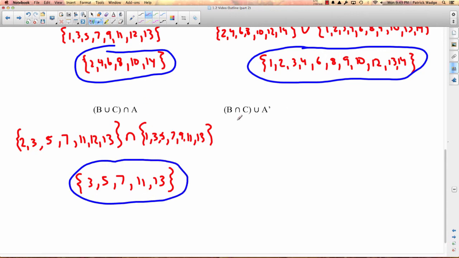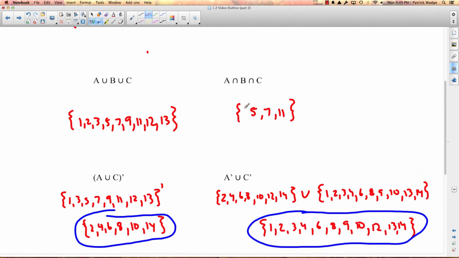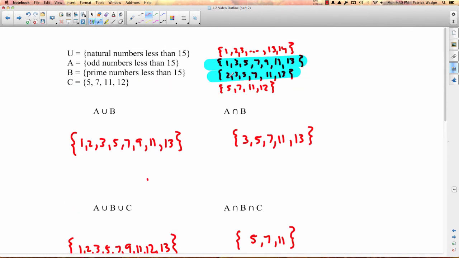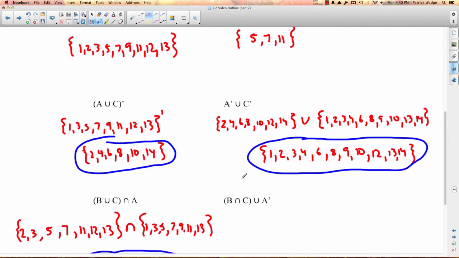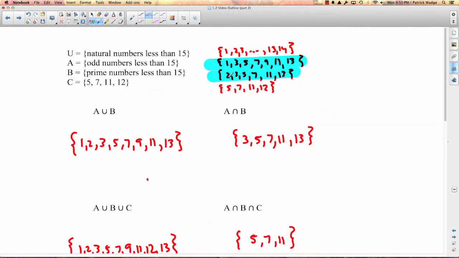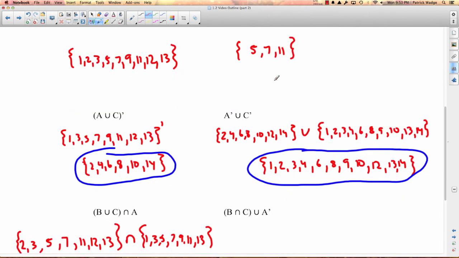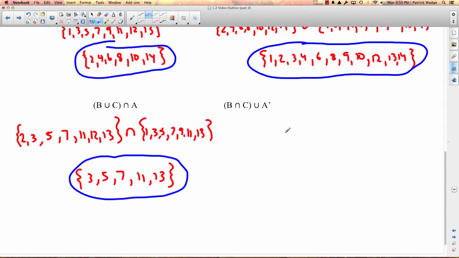And the final one, we want to start with the intersection of B and C. So we're looking for numbers that show up in this highlighted one and the one below it. It has to show up in both of them, right? If we're looking for intersection, it has to show up in both of them. So I see 5, 7, 11. That's it. 5, 7, 11 are the only ones that show up in both of those. So I'll start by writing those down. 5, 7, 11. Gosh, those are some scary braces or curly brackets.